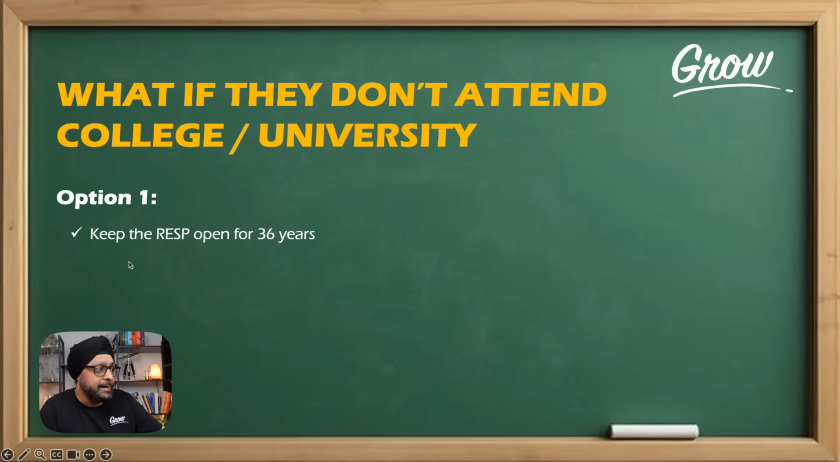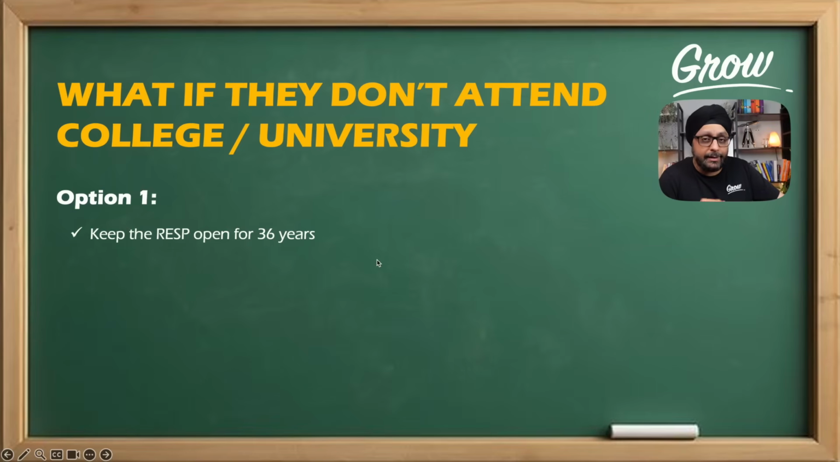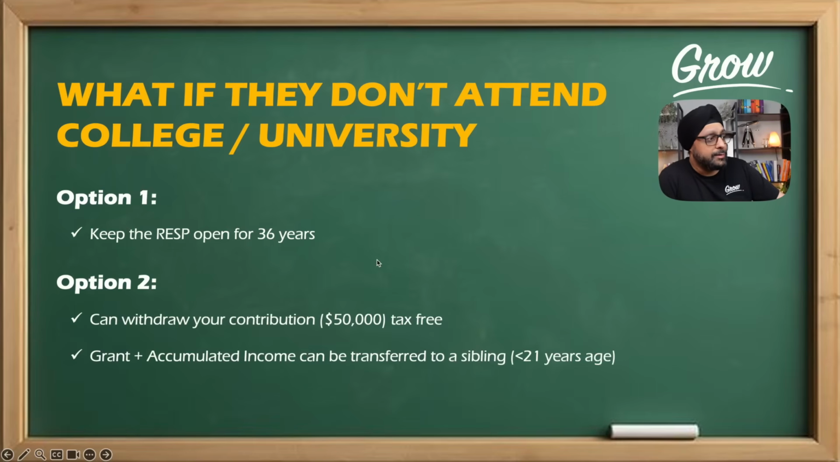Option one is you keep the RESP open for 36 years, and maybe they'll change their mind later and they'll have access to the RESP. Obviously, it will be a lot bigger because it's compounded for 18 more years. But yeah, they can still use that for 36 years, and after that, they'll have to take it out. Option number two is you can withdraw your contribution of $50,000 tax-free.